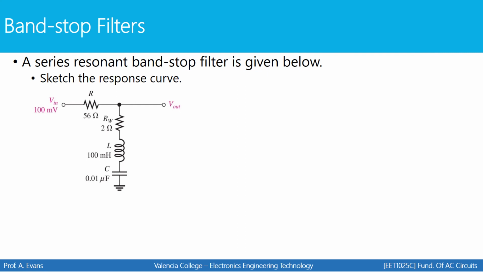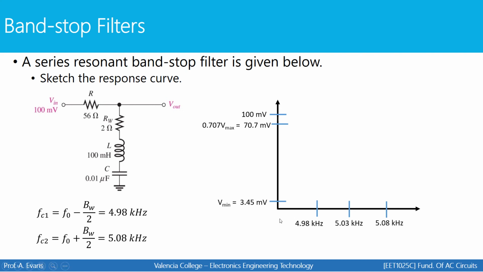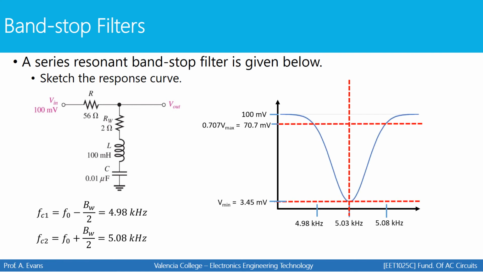So when we draw this response curve, I'm going to start with my XY axis. I'm going to label my frequencies. Same way as before, take the bandwidth, cut it in half, and do your critical frequency plus or minus that value. I'm going to show my maximum output voltage, 70% of that, and the minimum output voltage. Remember, the minimum occurs right at the center frequency. A few dotted lines for reference, and there's my curve.